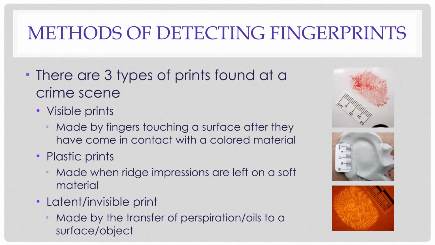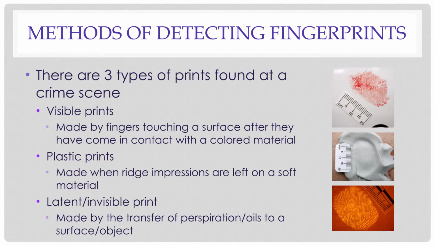But there are three types of prints that can be found at any crime scene. A visual print, which is made by fingers touching a surface after they've come in contact with a colored material. Could be anything from blood to paint to grease to ink. Plastic prints, which are made when the ridges leave impressions in a soft material like putty, wax, soap, even dust can be considered a plastic print. And then latent or invisible prints.